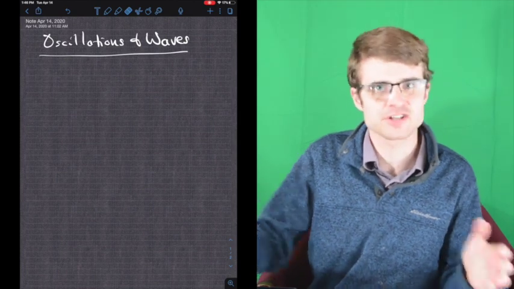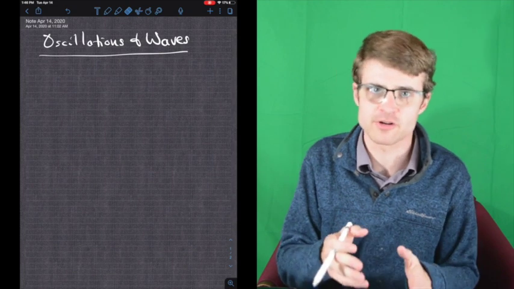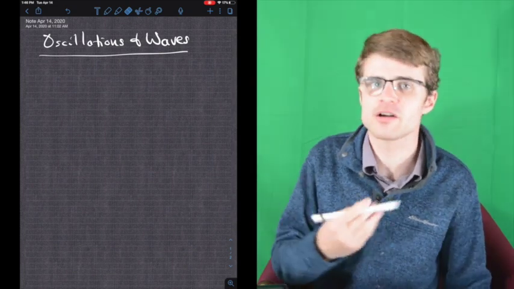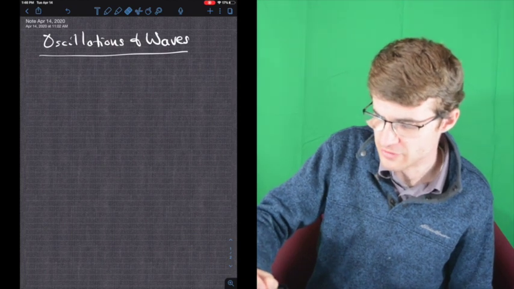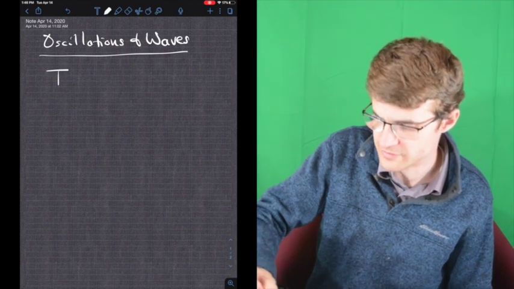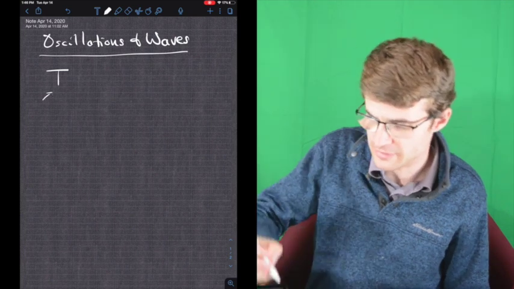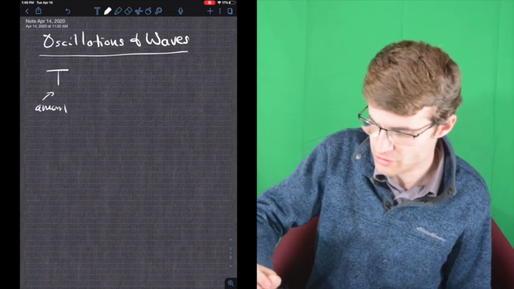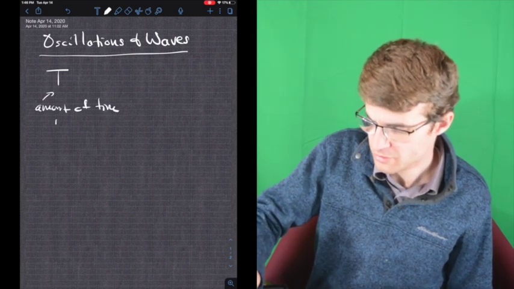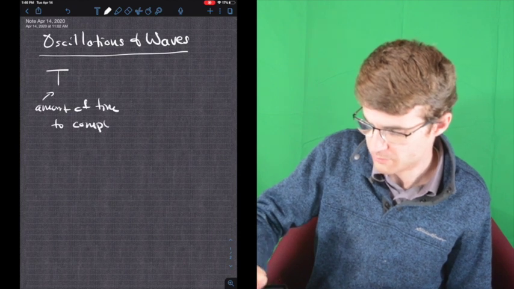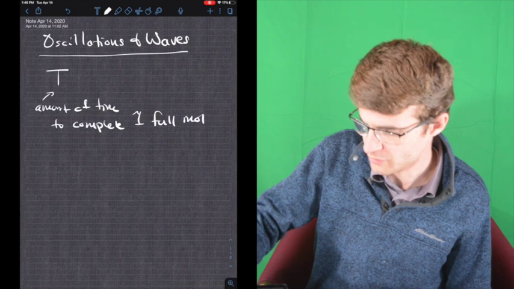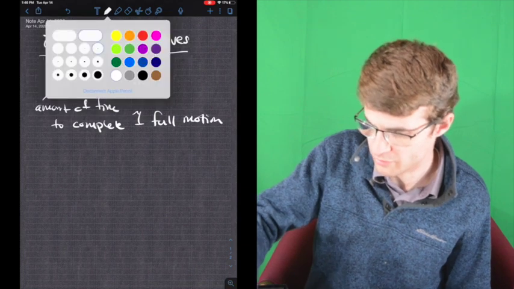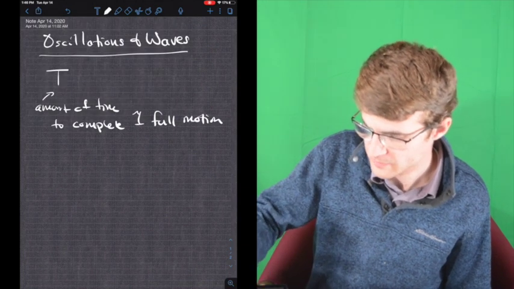You'll remember that an oscillation is just motion that repeats itself over and over and over again. And so to characterize oscillations, there's a couple of different things we use to describe it. The first is the period of the oscillation, T, and this is the amount of time to complete one full motion. To complete one full motion, we'll call it one repeat if you like of the behavior.